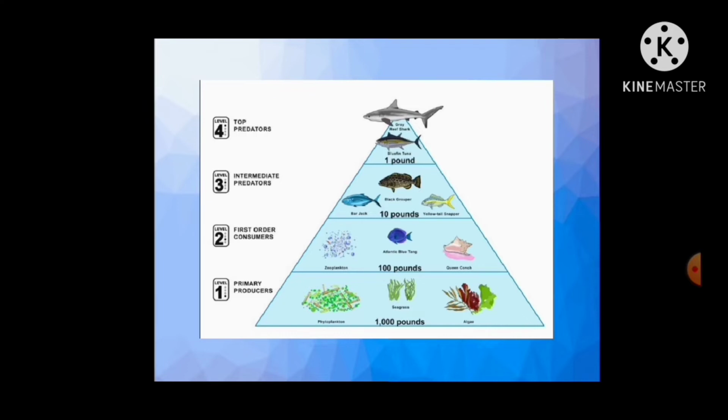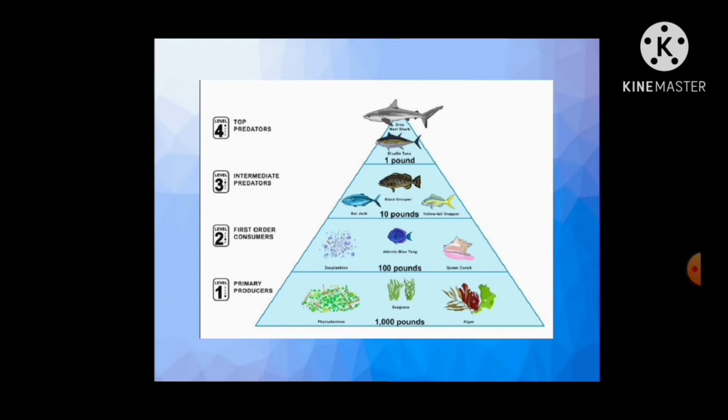And the second level is the primary consumers. Primary consumers eat the primary producers. They are herbivores. They are small in size. Then the next is the secondary consumers. Secondary consumers eat the primary consumers. They are carnivorous animals that are also eaten by carnivores. Example of this is butterfly fish or the coral guard.